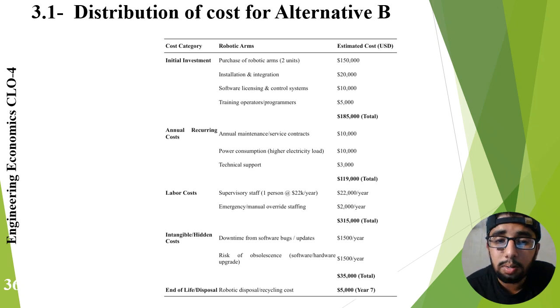Cost distribution. This slide shows the cost distribution for the two alternatives. Understanding cost distribution helps identify major cost contributors and areas where savings can be achieved. Cost estimation is a critical step in project planning because inaccurate estimates lead to poor investment decisions. Business analytics techniques can be used to organize and analyze these cost components effectively.